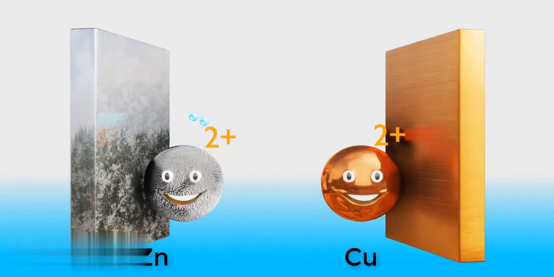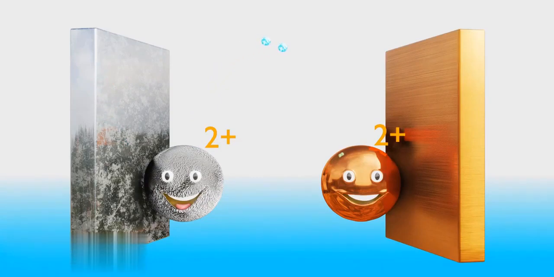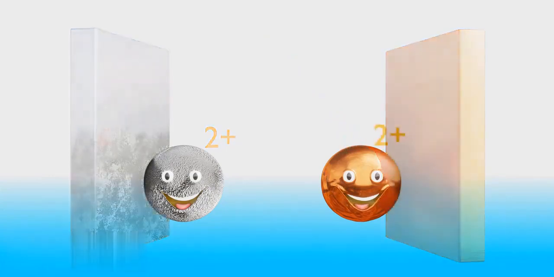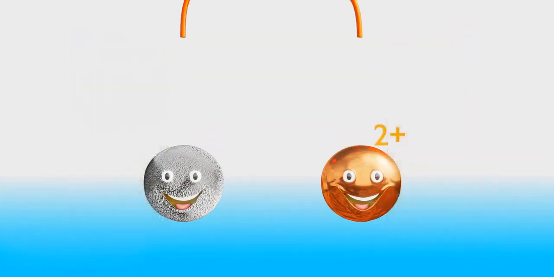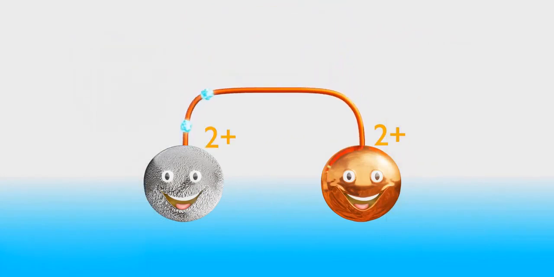The zinc atom always wants to lose 2 electrons. Only when it loses 2 electrons does the zinc atom become stable. However, in order to achieve stability, the copper ion wants to accept 2 electrons. Therefore, if we connect them together through a conducting cable, there will be 2 electrons flowing through them.